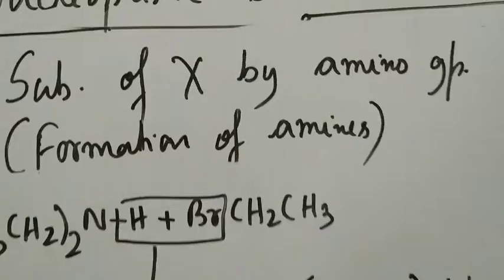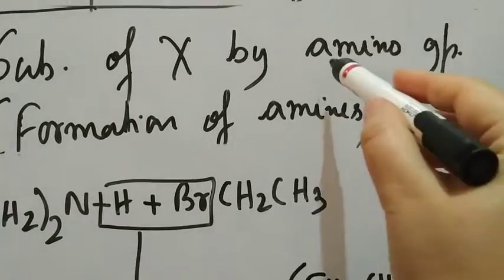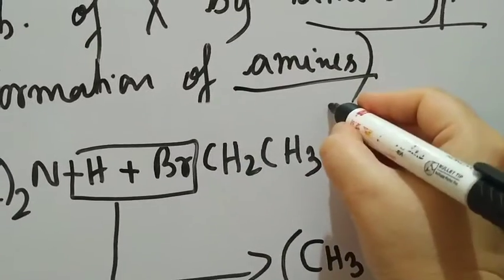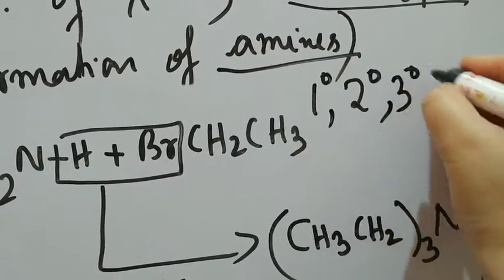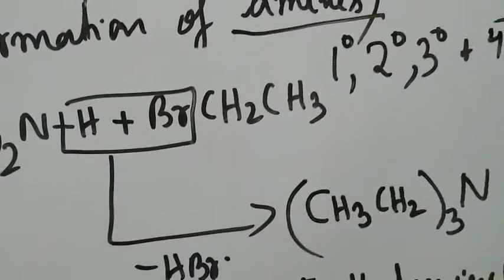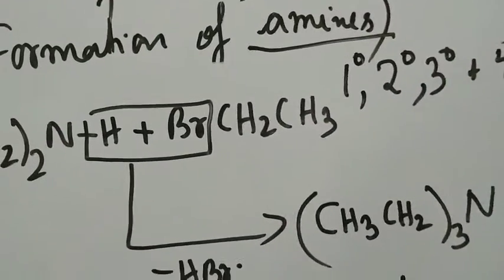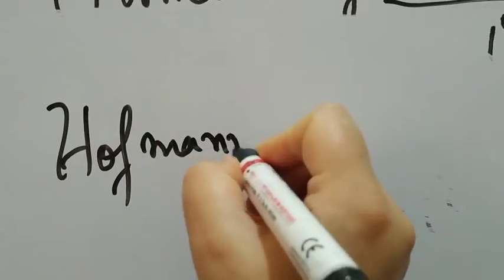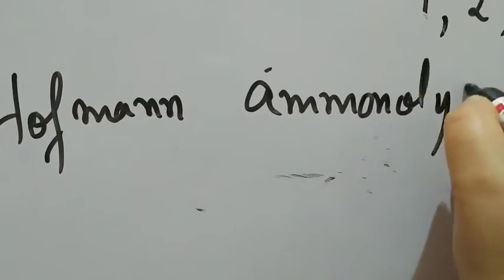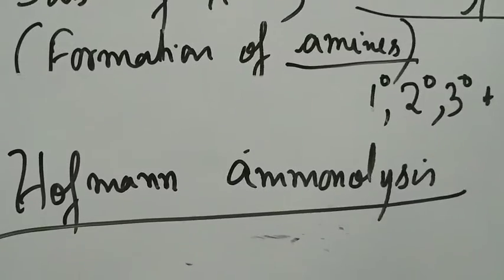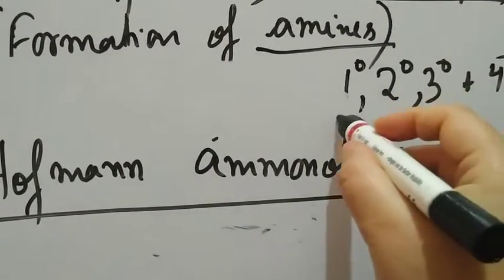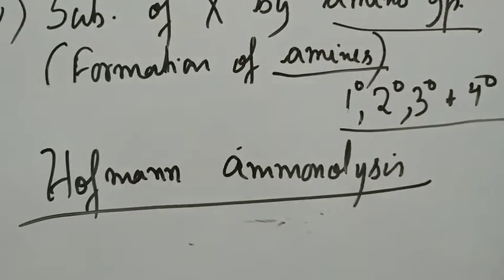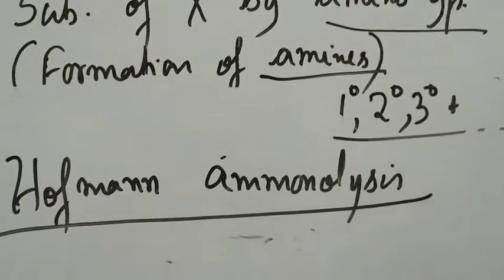So the first thing you remember about this whole reaction is that X is a weaker nucleophile than amino group. Amino group can substitute X and it can lead to the formation of amines. However, it leads to the formation of all the amines, 1 degree, 2 degree, 3 degree, and the quaternary salt. This is a very important reaction, and it is called Hoffman ammonolysis, preparation of amine salts. Hoffman ammonolysis of alkyl halides, by which we can prepare all the primary, secondary, tertiary amines along with the quaternary ammonium salt. 4 degree is not a proper representation actually, it's a quaternary ammonium salt.